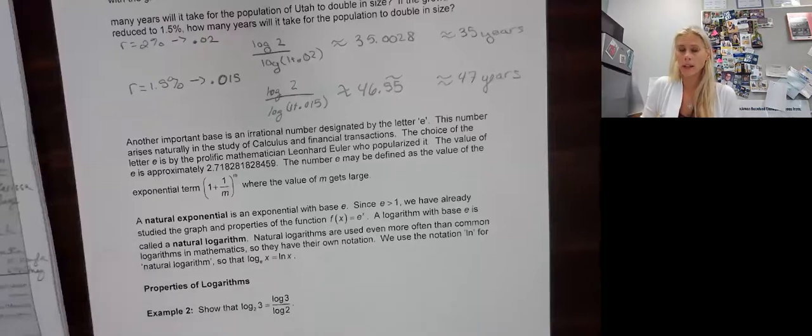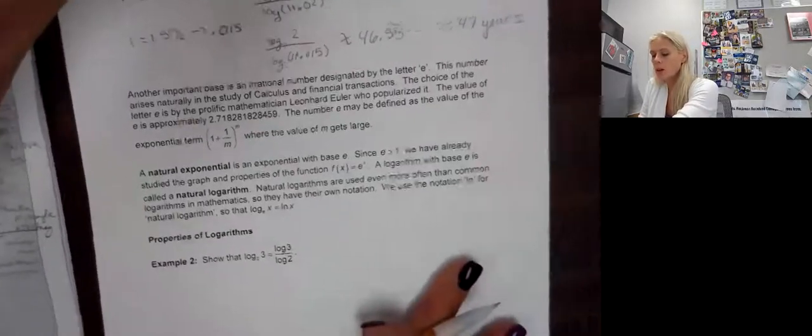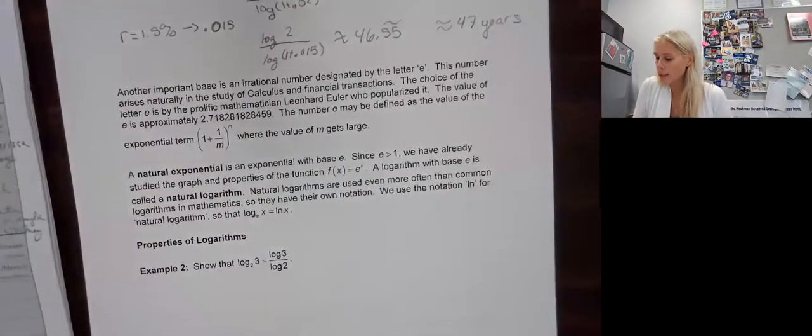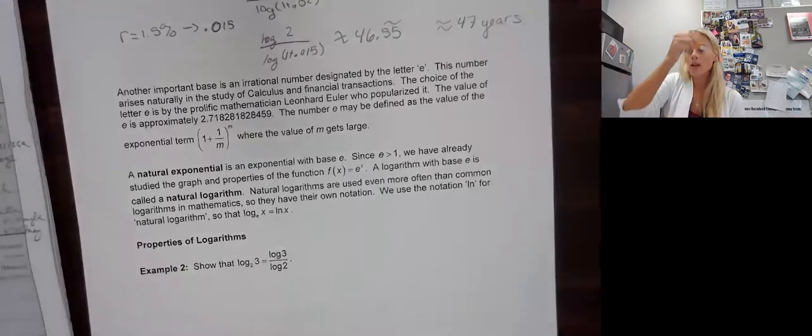That's why it's irrational. The number E may be defined as the value of the exponential term, 1 plus 1 over m to the m, where the value of m gets larger every step of the way. So a natural exponential is an exponential with base E, and E has to be greater than 1. We already studied the graph and the properties of the exponential function, right?